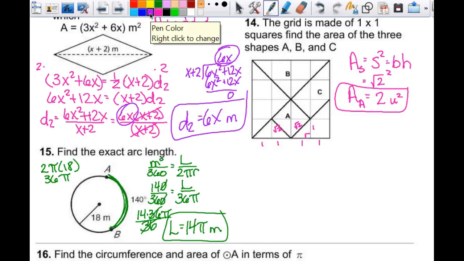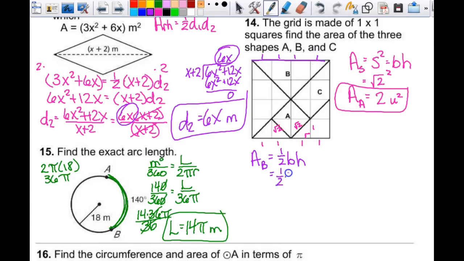So then when I go to do B, area of shape B, that is a triangle, so that is 1/2 base times height. Well, I can do it a couple of ways, actually. This right here, that length is 1, 2, 3, 4 units, because they were all 1. So the base is 4 times the height, which is just 2 units. So the area of shape B is 4 units squared.